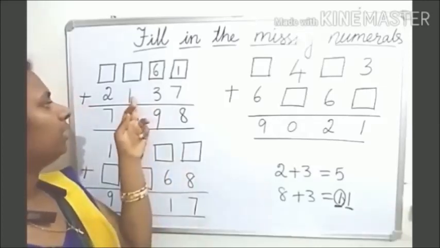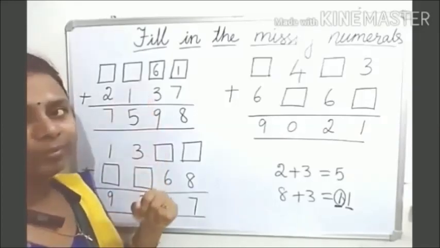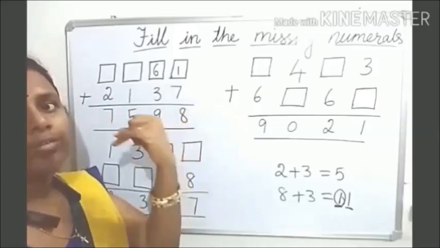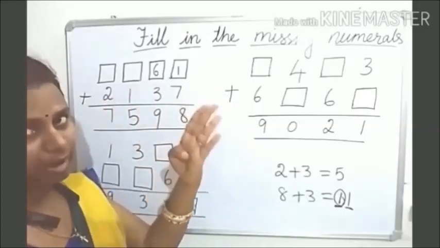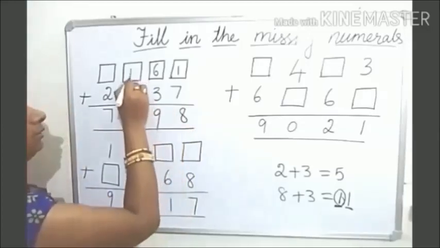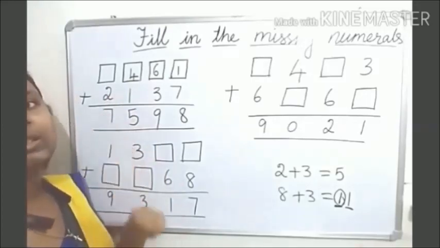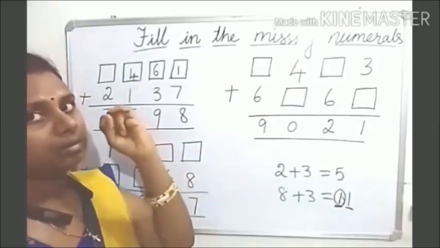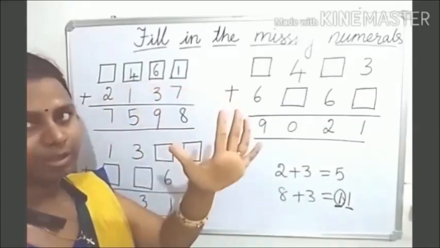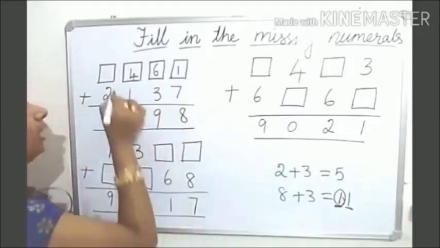Okay. Then 1. What about the next number? The sum is 5. So 2, 3, 4, 5. So what must be added? 4 must be added. Okay. Then 2. Here the sum is 7. Okay. 3, 4, 5, 6, 7. So with 2 we are adding 5 to get 7.